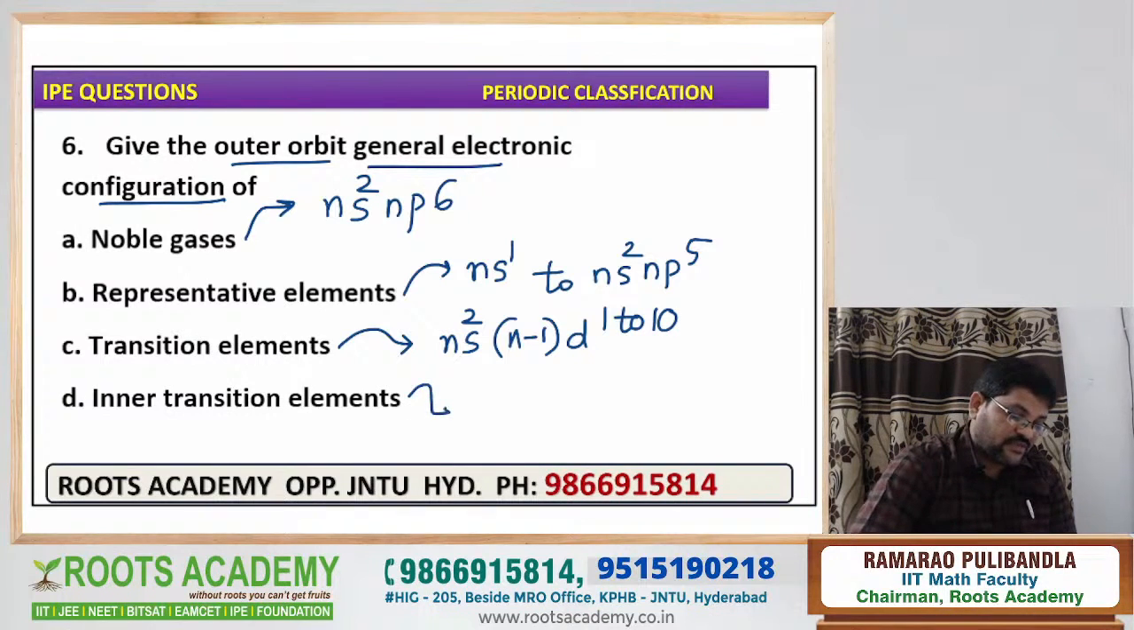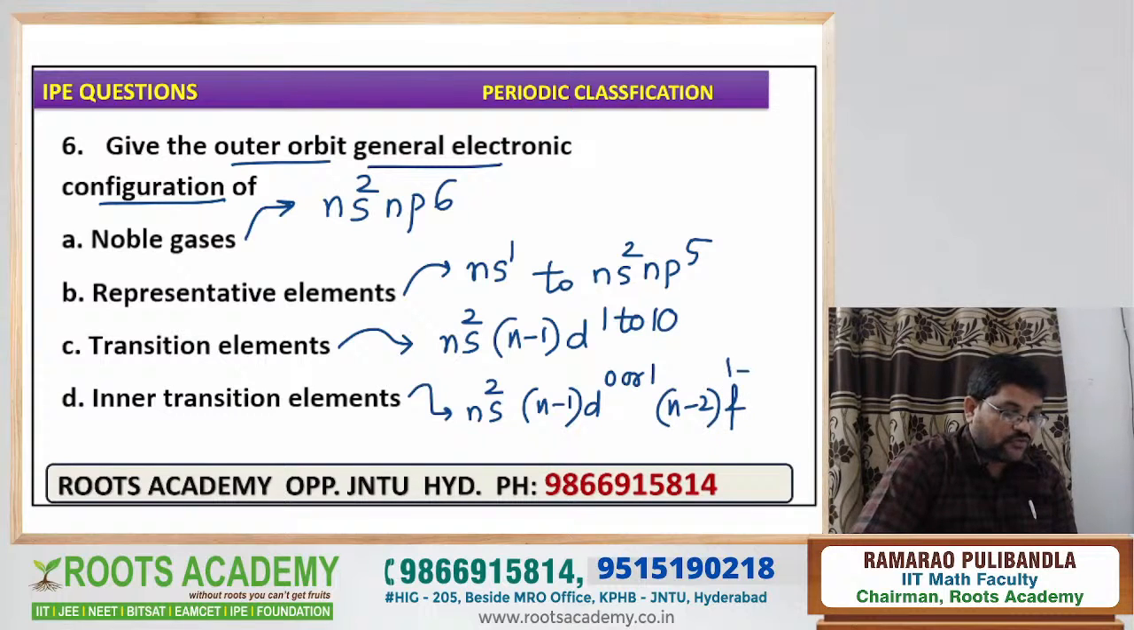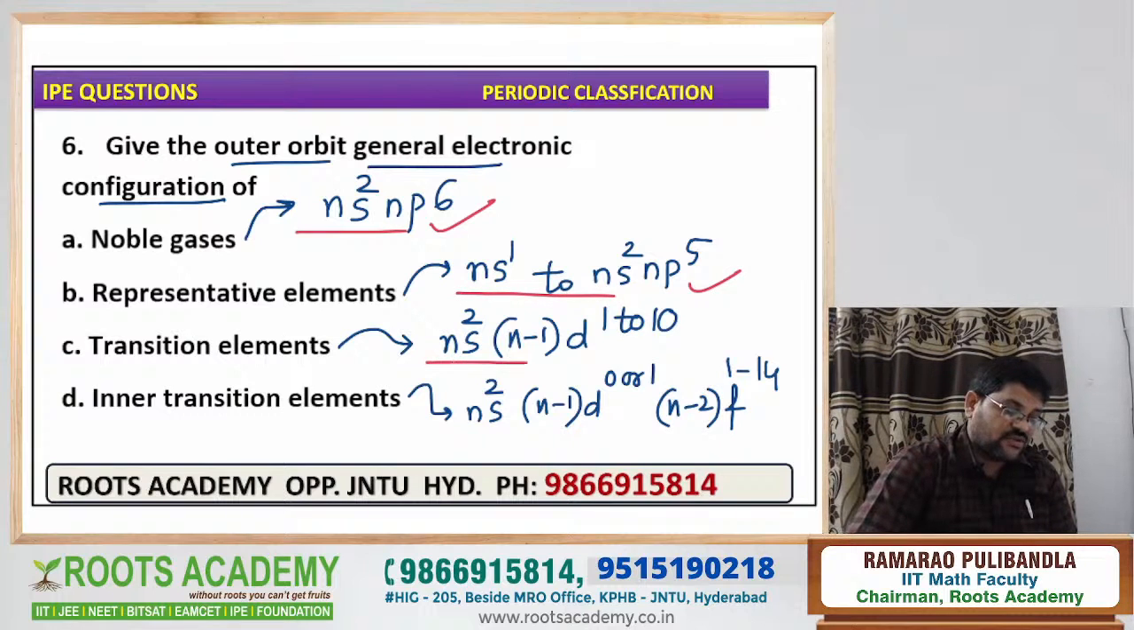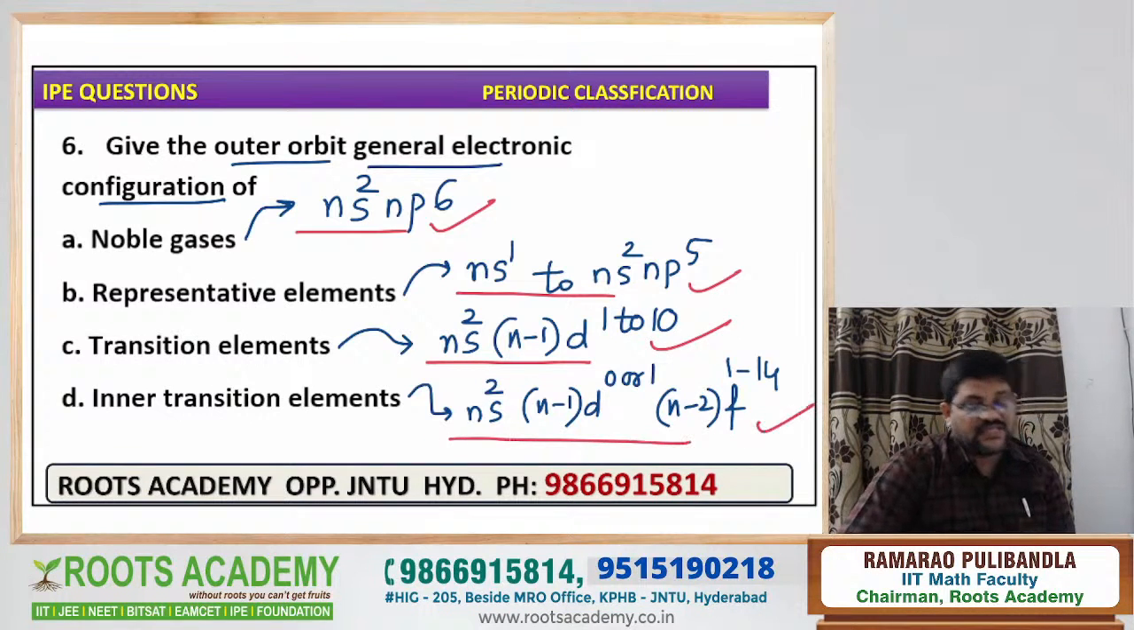For inner transition elements, what do you write? ns2, (n-1)d 0 or 1, (n-2)f 1 to 14. So this is the general configuration of the noble gases, representative elements, transition elements, and inner transition elements.